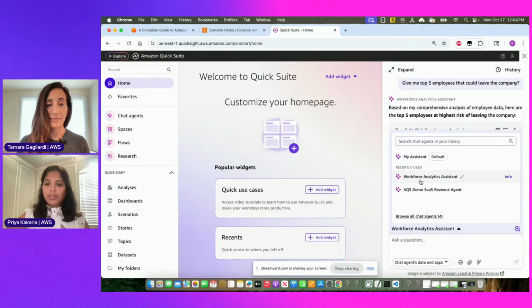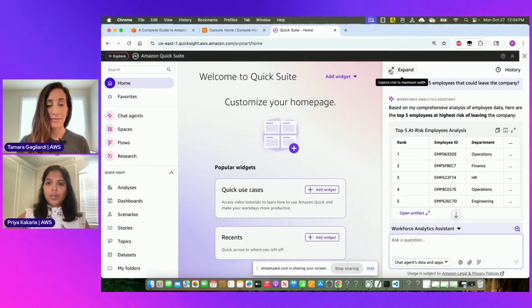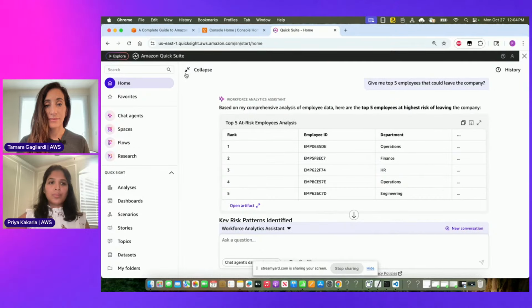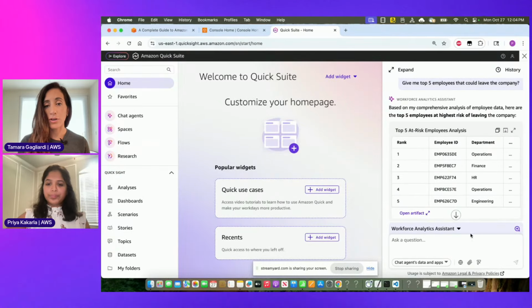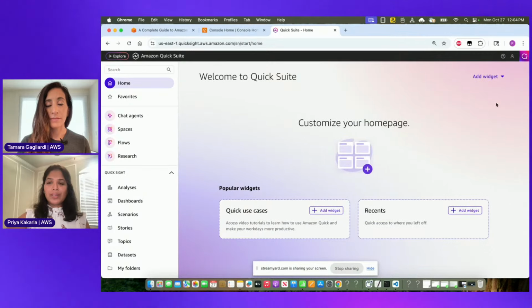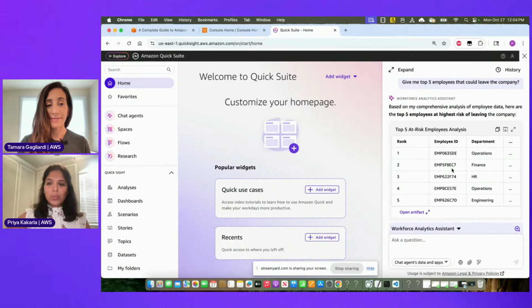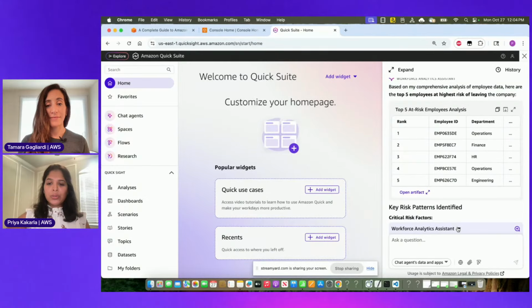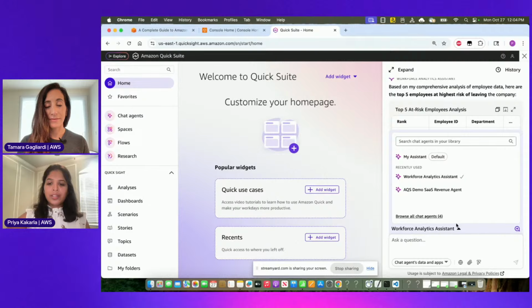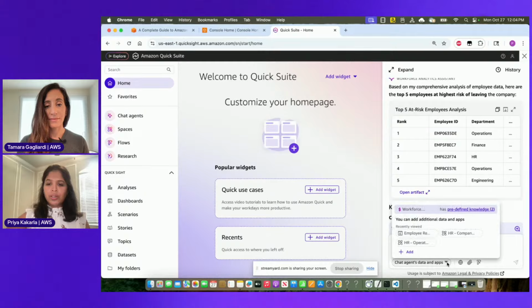I am looking at a workforce analytics assistant right now, and here is a small way where you can expand your chat agent or collapse it. Or you can completely close it too. There is a small icon on the top that you can click on, and it opens this up. Then you can pick which chat agent you're chatting with, and you can also see which specific space it's pointing to and what resources are available.